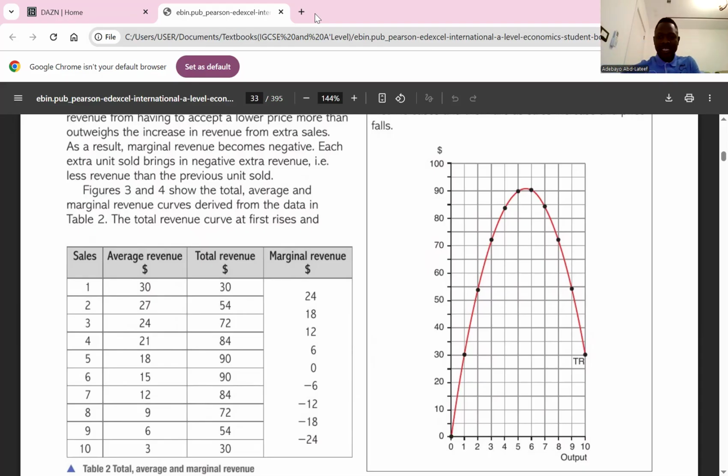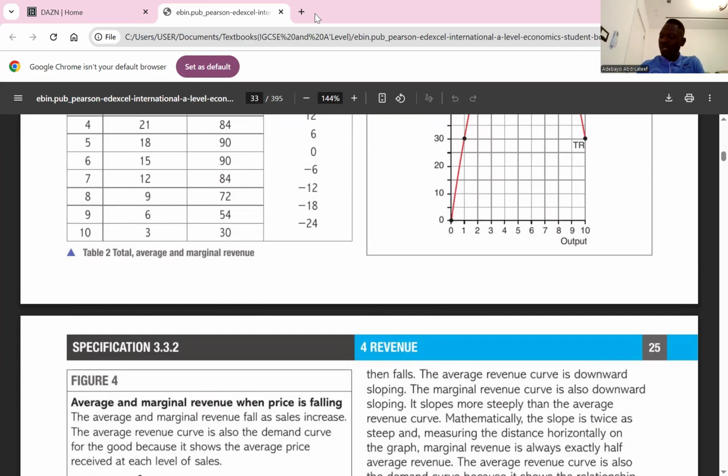So the analysis I wrote here is that the TR curve shows that the total revenue at first increases, then falls as sales increase and price falls. The average revenue and marginal revenue also fall as sales increase. So all will fall because you accepted to reduce your price. In summary, a lower price to achieve higher sales will first witness a rise in the total revenue. Then as sales increase, there will be a fall in the total revenue, and as a result, a negative marginal revenue. I think that is clear.